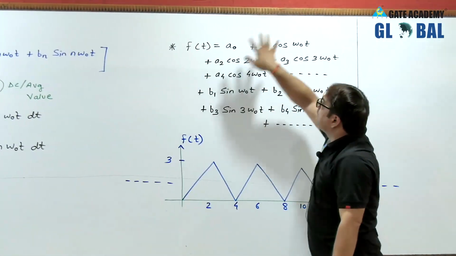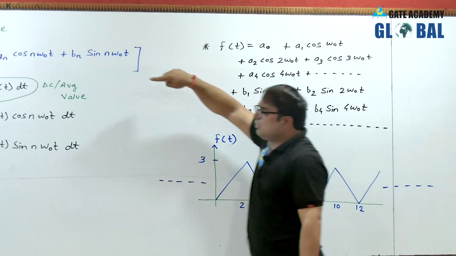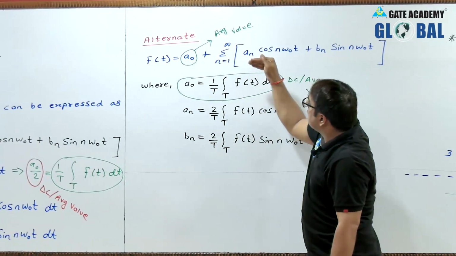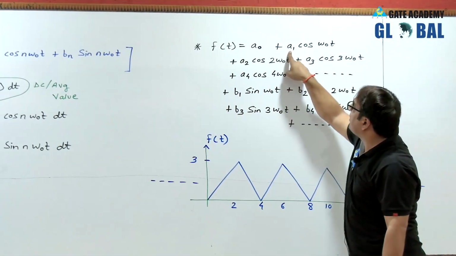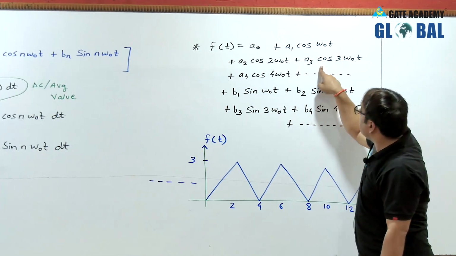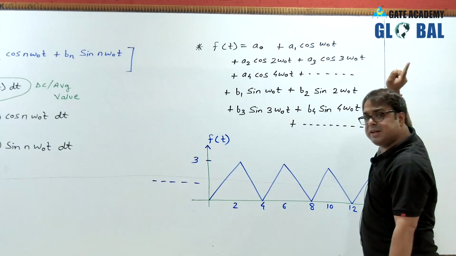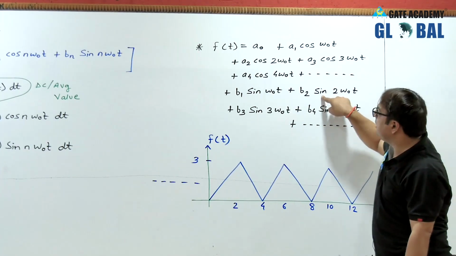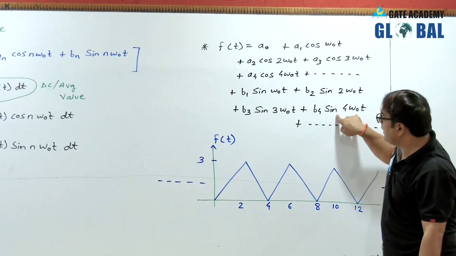See, that is a naught, the DC value or the average value we have discussed. Again I will show you here. This a naught, the DC value or the average value, same. Now expanding this summation: a1 cos omega naught t, a2 cos 2 omega naught t, a3 cos 3 omega naught t, a4 cos 4 omega naught t, and so on up to infinity. b1 sin omega naught t, b2 sin 2 omega naught t, b3 sin 3 omega naught t, b4 sin 4 omega naught t, and so on.